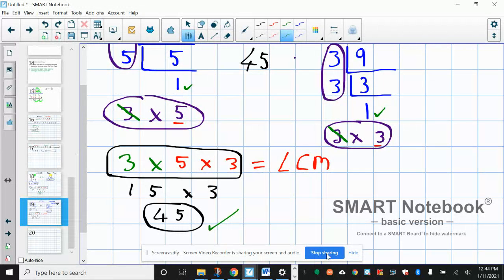I hope these steps make identifying lowest common multiples easier for you. This method works when looking at 3 numbers or more also.